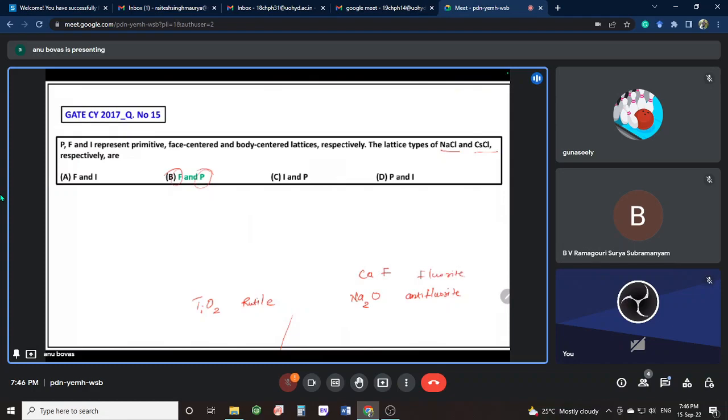So these three are also very important. This can be asked. So check the structure of these, and if you have any doubt, you can come and ask me, or you can mail me. I will be happy to help you.